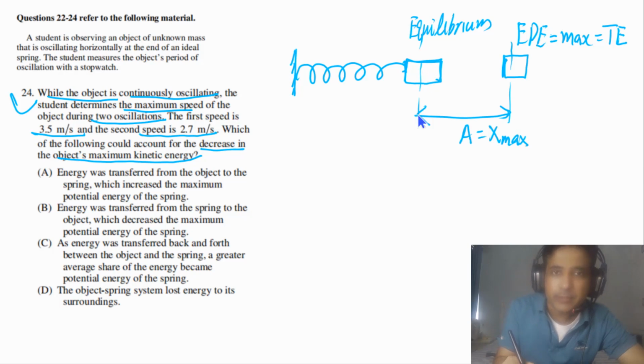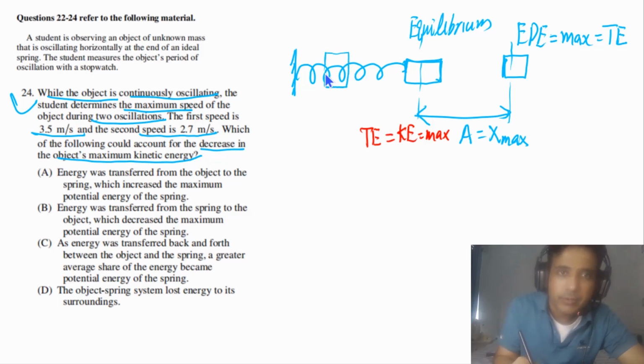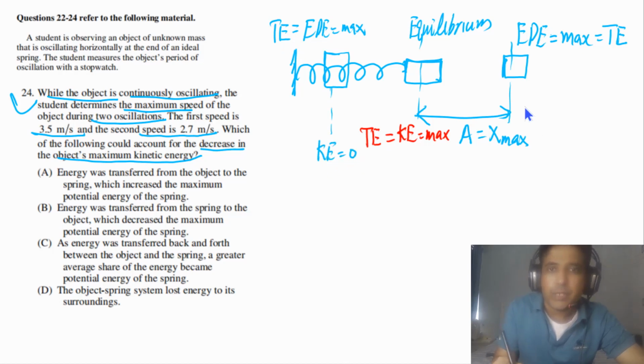But if you look at equilibrium, kinetic energy is maximum, and this is the total energy of the ideal spring mass system. And also we can draw this mass here when the spring will be compressed. So at this point it is also true, EPE will be maximum, and this is equal to the total energy. But at this point, KE will be equal to 0, and here KE also will be equal to 0.